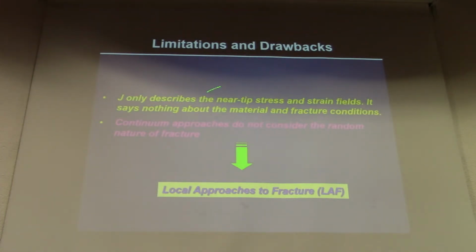Okay. So the conclusion is about what we call single parameter fracture mechanics, where J is the main fracture parameter. J essentially describes only the stress and strain fields. It says nothing about the material and fracture conditions. And also a continuum approach does not consider the random nature of fracture, particularly for cleavage. That's the idea behind the introduction of what is called the local approach to fracture.